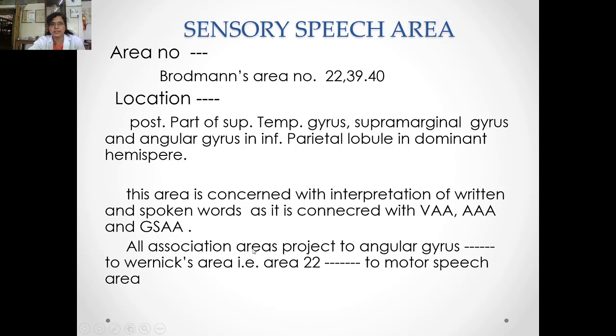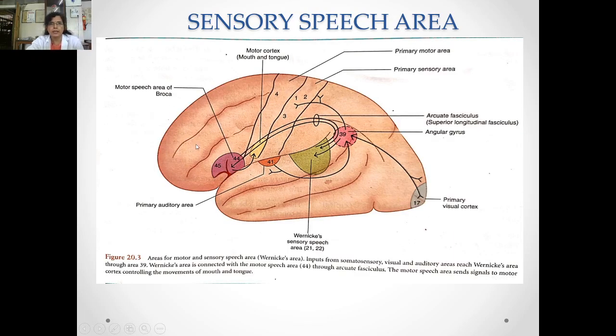All association areas project to the angular gyrus, that is, area number 39, and this area number 39 projects to area number 22. It is also called Wernicke's speech area or the sensory speech area, and area number 22 projects to the motor speech area, and this motor speech area projects to the primary motor area, that is, area number 4.